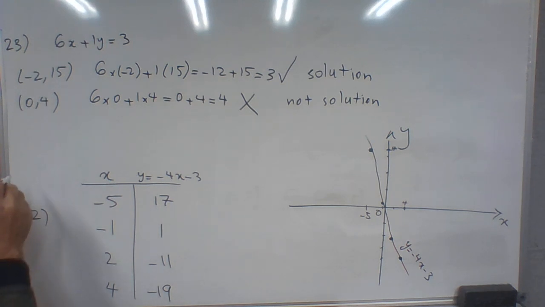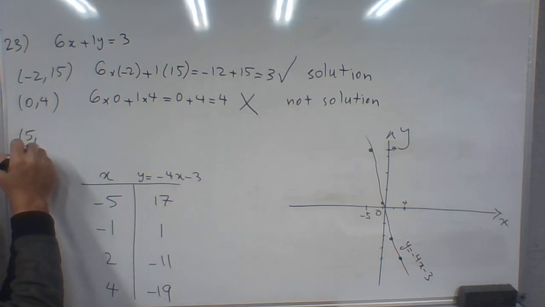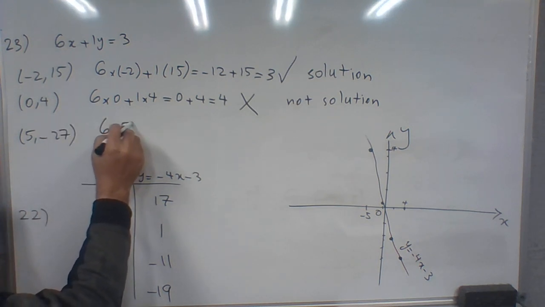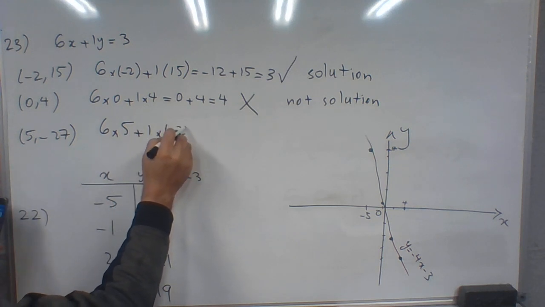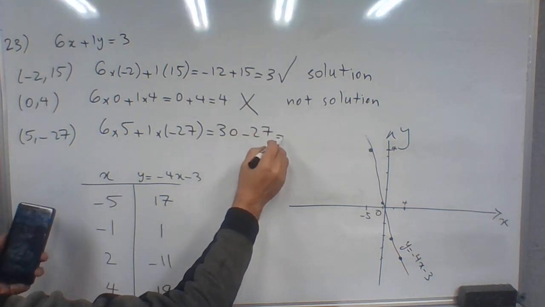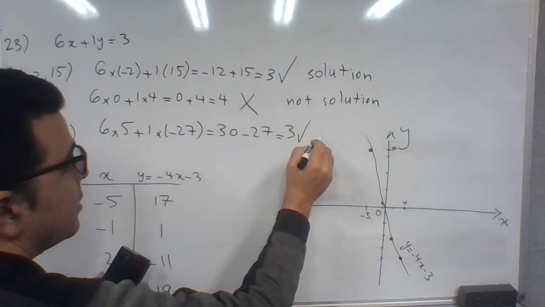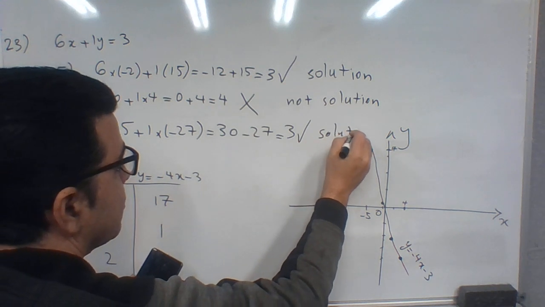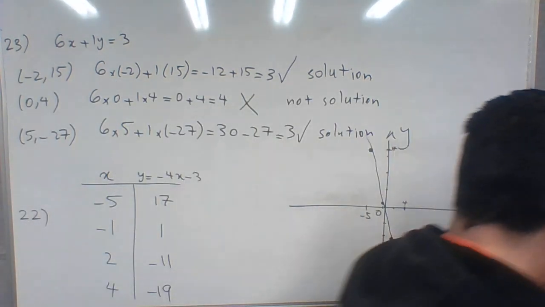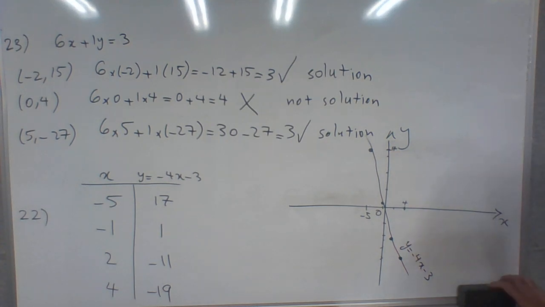The third one is 5 and negative 27. Okay, 6 times 5 plus 1 times negative 27. So it is 30 minus 27. It is 3, correct? So it is a solution. Okay, that was problem number 23. Let's go to problem number 24.